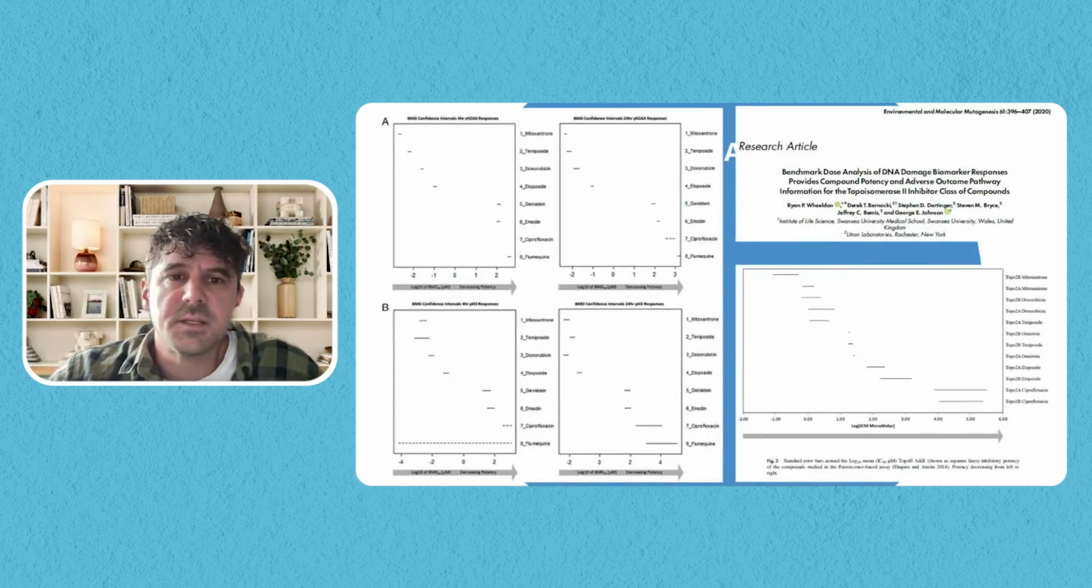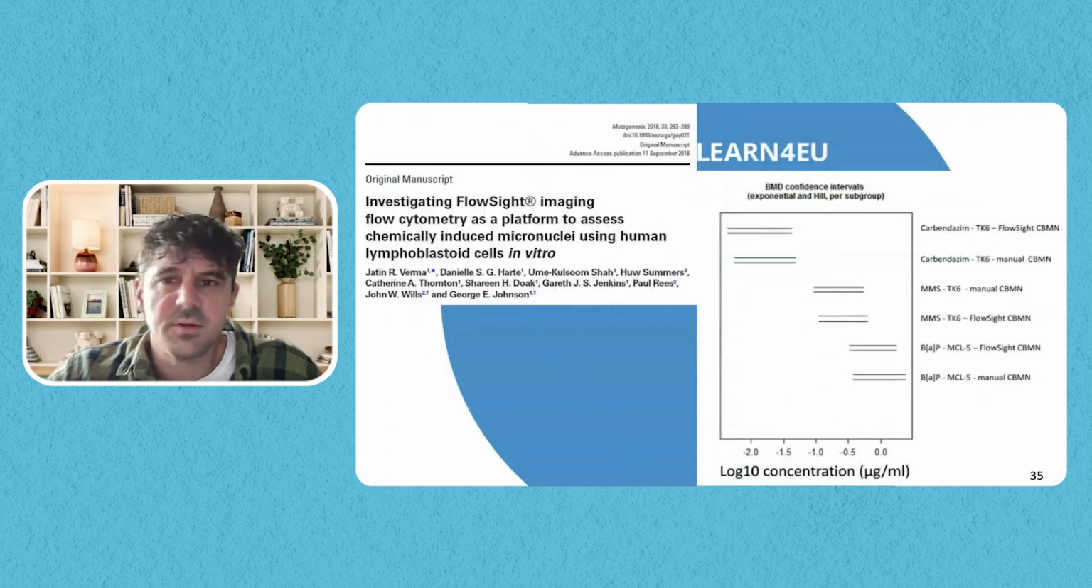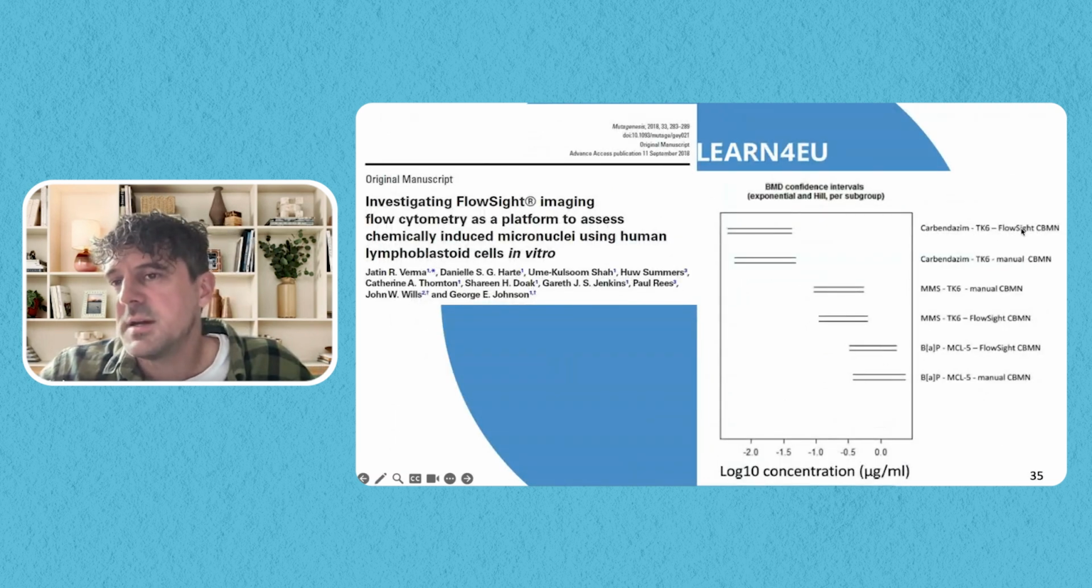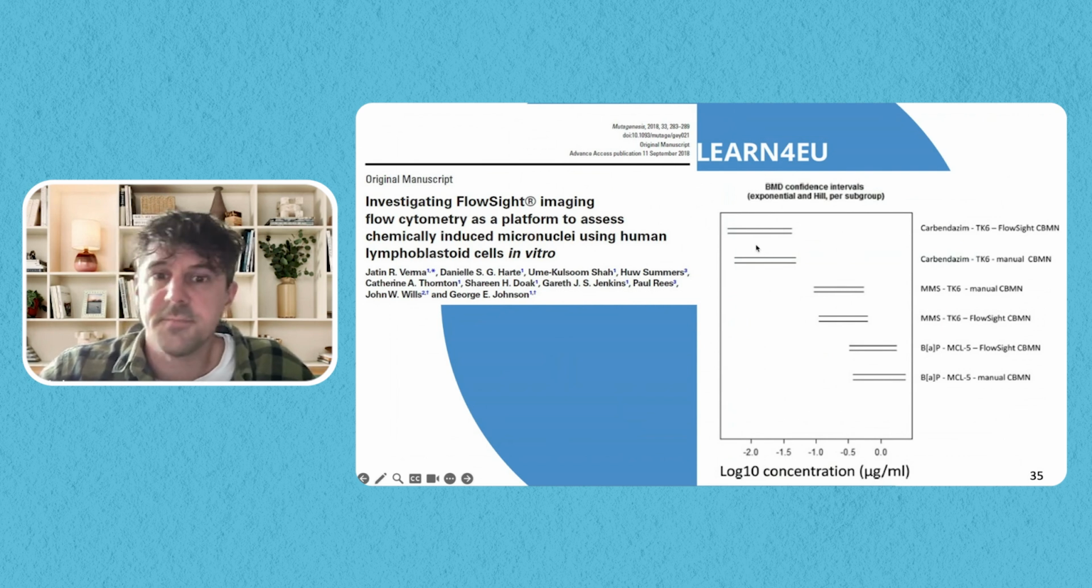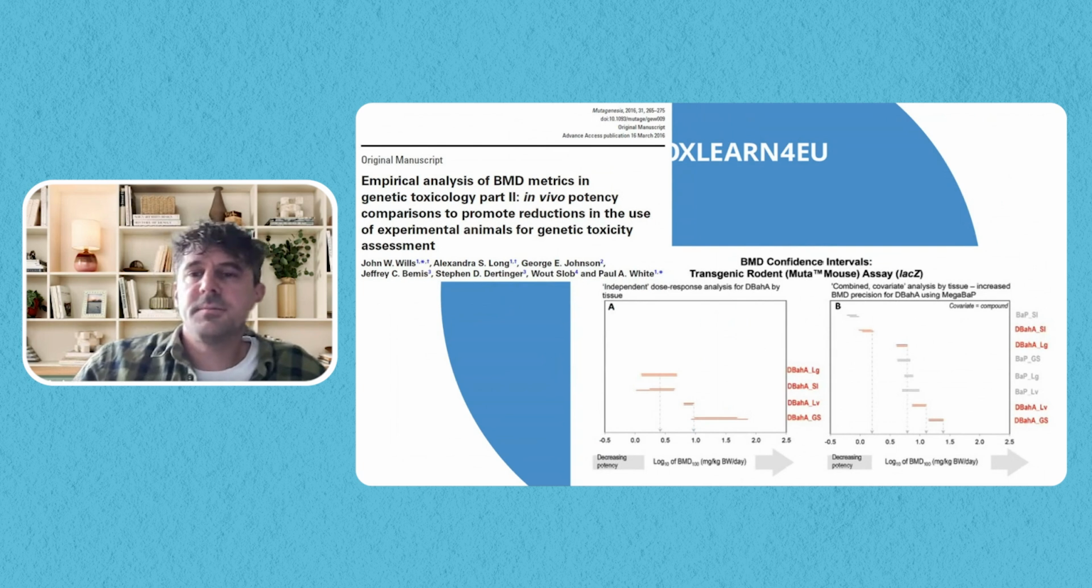Loads of other things you can do with it as well. We've been linking it to topoisomerase inhibitors. We've been validating test systems with it to say the flow site, the imaging flow cytometry version, the micronucleus assay, is as precise as the manual version using this sort of approach as well. They both come out with the same sort of metrics. So it's been quite good along the way.